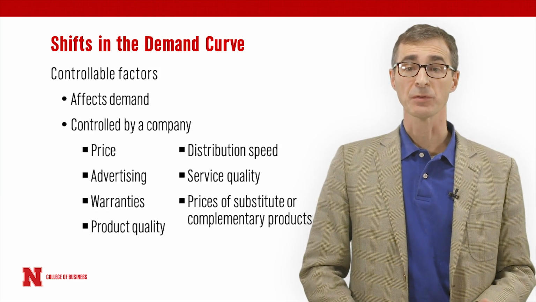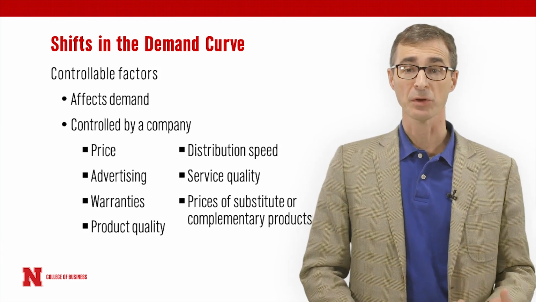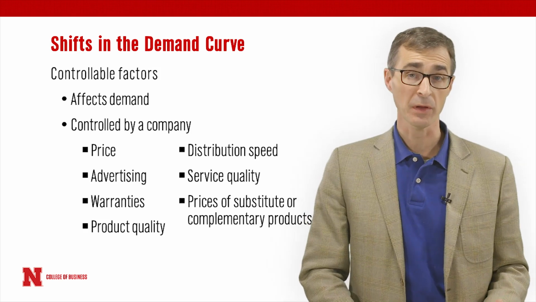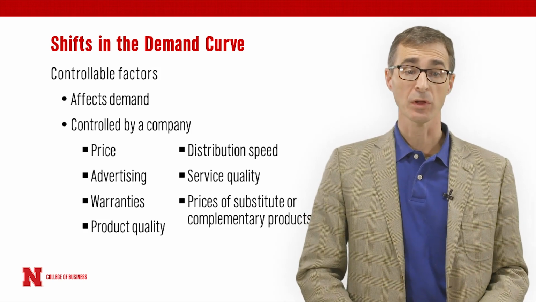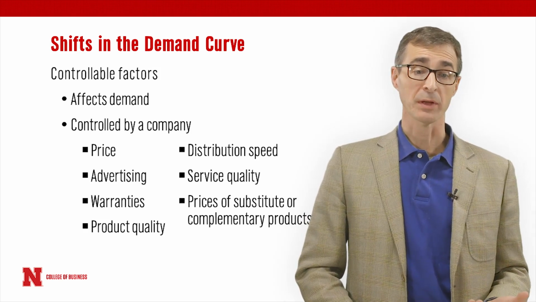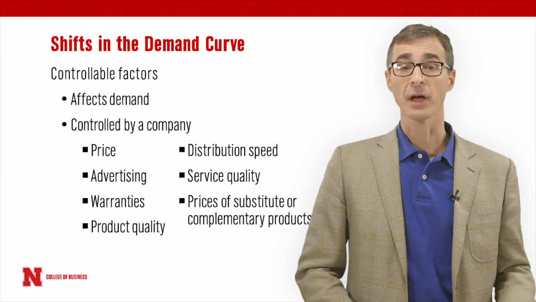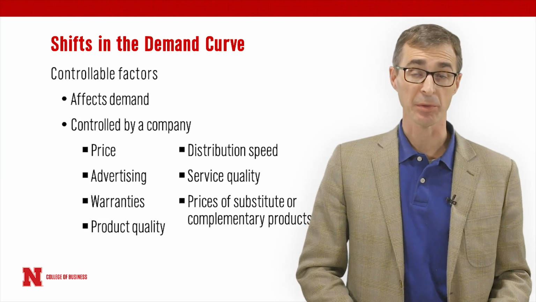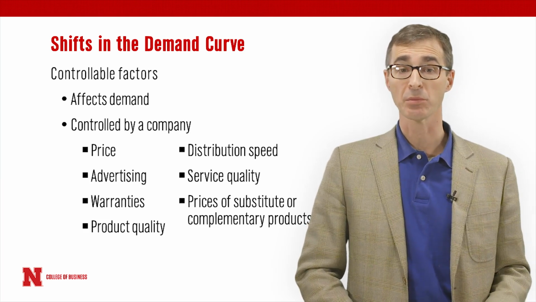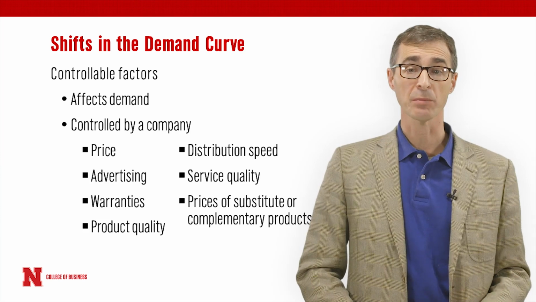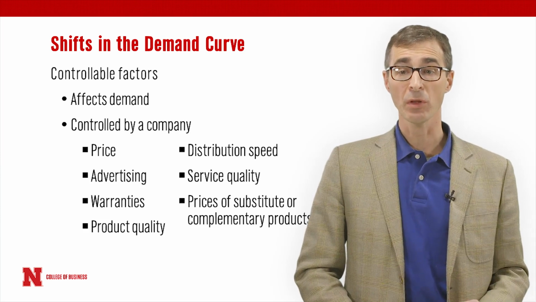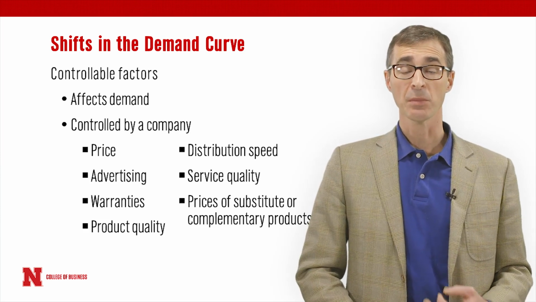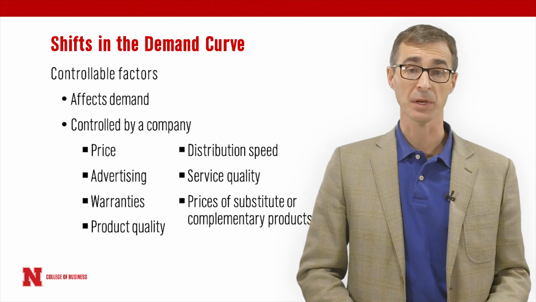What are some examples of controllable factors? Well, some controllable factors that are within the firm's control would include, for instance, price, advertising, the warranties offered on a particular product, the quality of the product, and a number of other components. Some of these controllable factors will affect demand, but they can be controlled by the company.